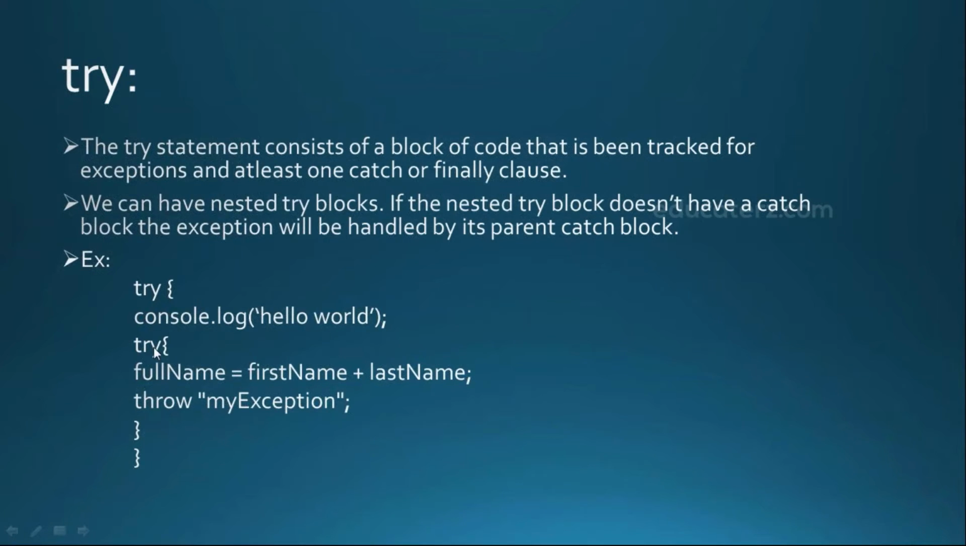In this example you can check that I declared a try with a console value, and then a nested try with the full name calculation based on the first name and last name variables, and then I'm throwing an exception.